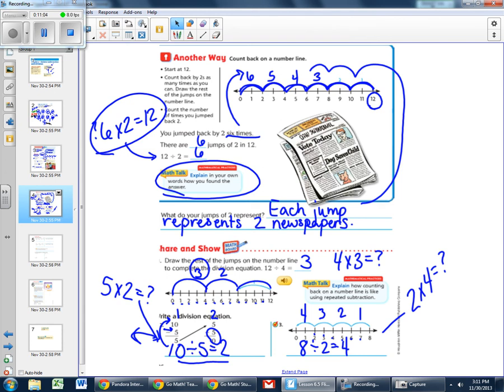So they have gone through a couple of different ways to solve these division problems of counting back on a number line and also doing the repeated subtraction that you did here.